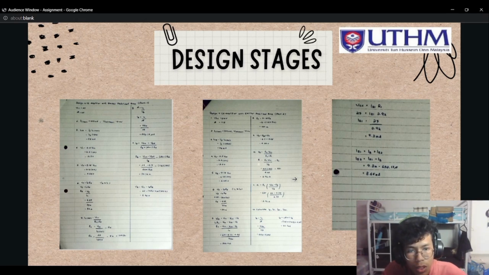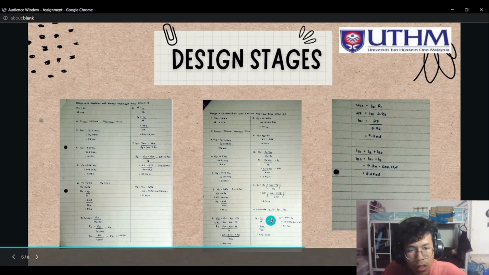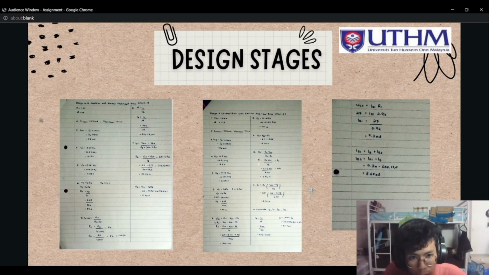As for question 12, we need to calculate the remaining variables, which are IB, IE, IR1 and IR2. For IB, we get 682.17 microamp, IE is 75.7 milliamp, IR1 is 9.3 milliamp, IR2 is 8.65 milliamp.